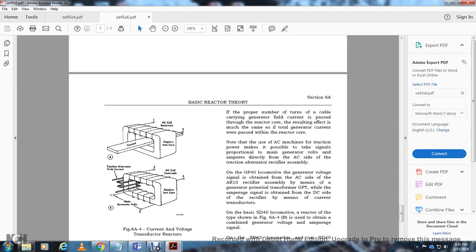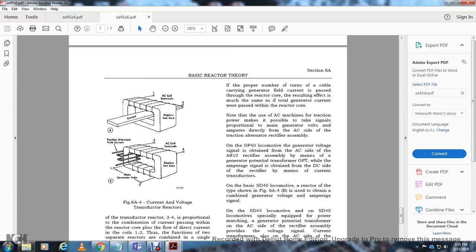Note that the AC machine of the traction power makes it possible to take the signal proportional to the main generator voltage directly from the AC side of the traction alternator rectifier assembly. On the GP40 locomotive, the generator voltage signal is obtained from the AC side of the AR10 rectifier assembly with the generator potential transformer. The GPT will, while the amperage signal is obtained from the DC side of the rectifier, mean the current of the transducers.